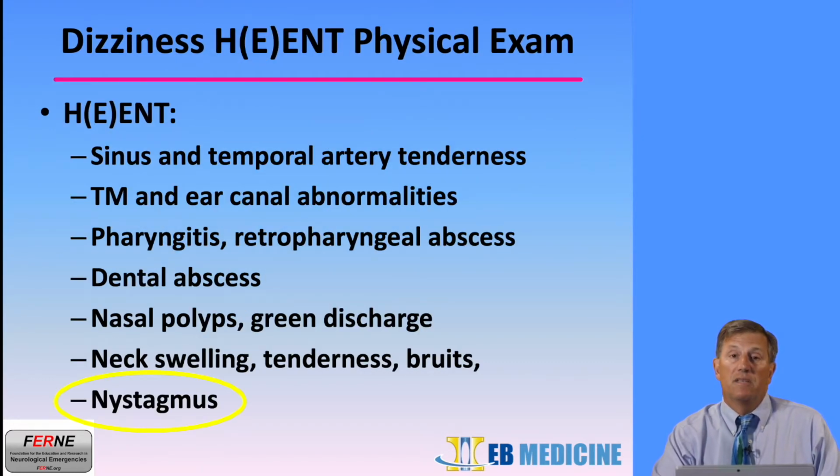Next, we'll look specifically at the HEENT physical exam. Let's look at the ENT exam. Is there sinus or temporal artery tenderness that could be related to sinusitis? Most importantly, pansinusitis. Are there TM or ear canal abnormalities? Is there evidence of pharyngitis or retropharyngeal abscess? Is there evidence of dental abscess, nasal polyps, or green discharge that would suggest an ENT infection?